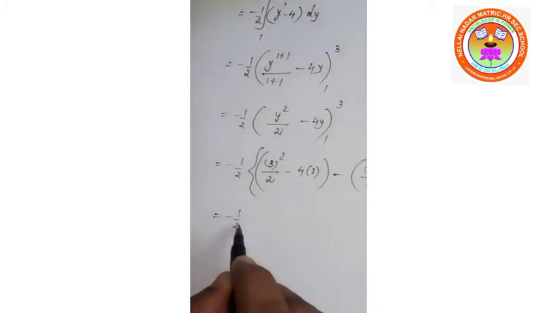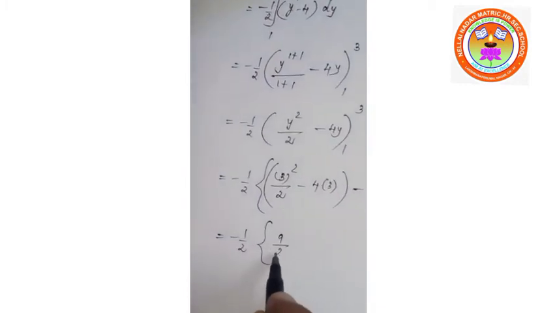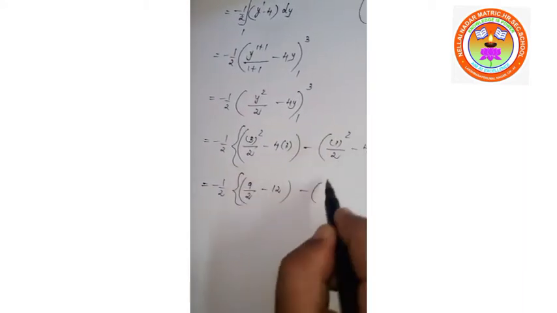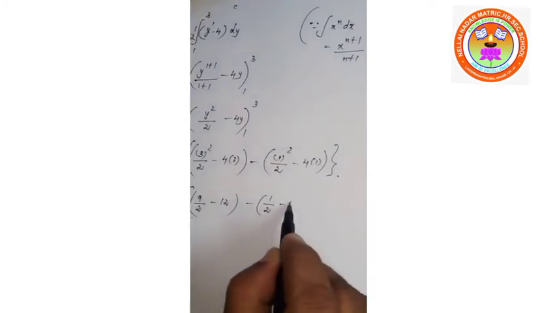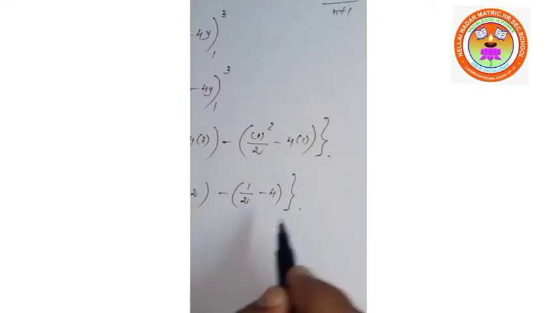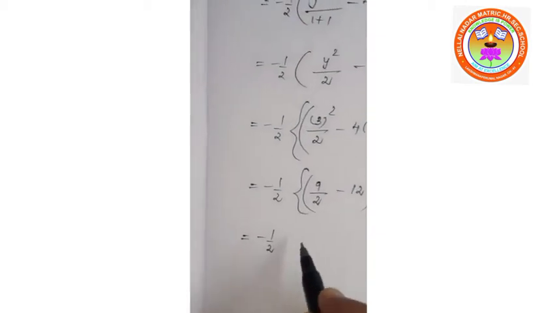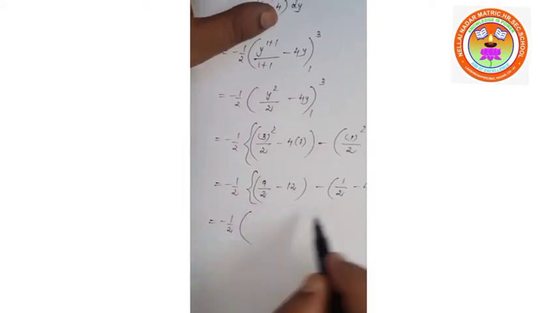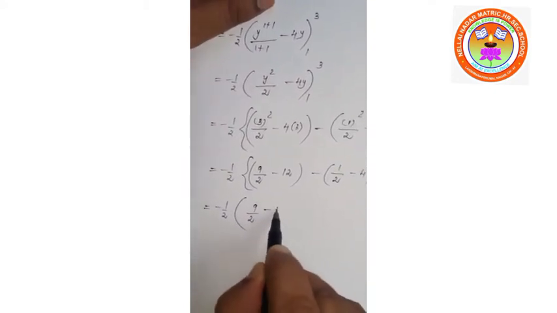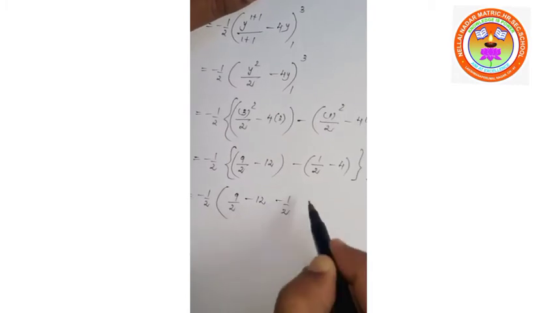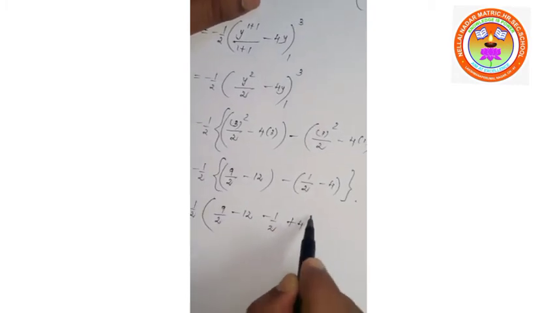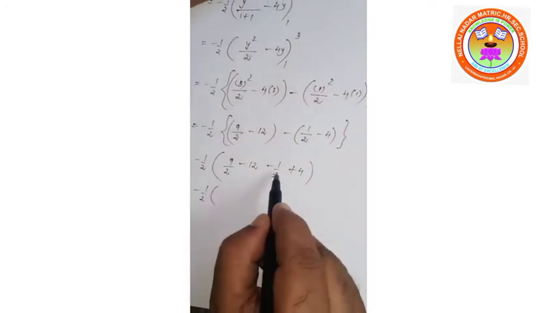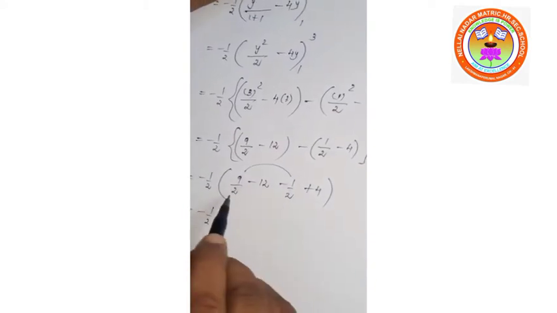That is equal to minus of 3 squared is 9, 9 by 2, 4 3s are 12, minus 1 squared is 1, 1 by 2, minus 4. You can take LCM or write all the terms first. Minus 12, minus into half, minus half, minus into minus, plus 4 equals minus of 9 by 2 minus 1 by 2 together. 9 by 2 minus 1 by 2, common denominator.